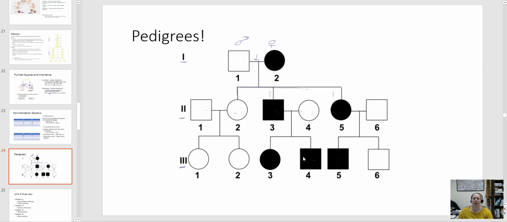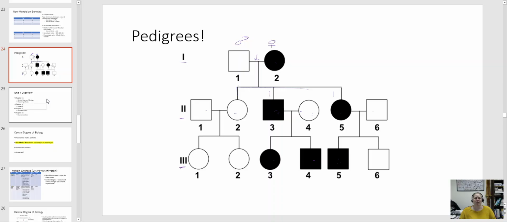If we were to skip generations, it would be recessive, or if it's mostly males affected, it would be recessive sex-linked, because males inherit one X, and if they inherit the recessive X allele, that would be sex-linked. Again, I went over this in detail in Unit 3, so please make sure to review that.